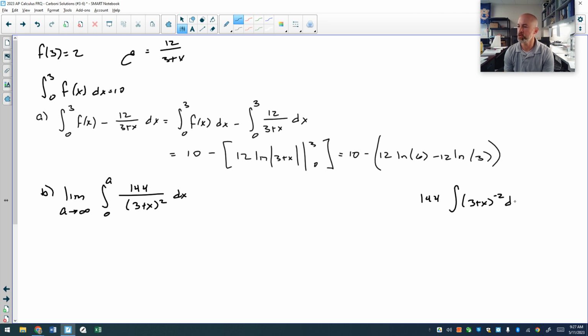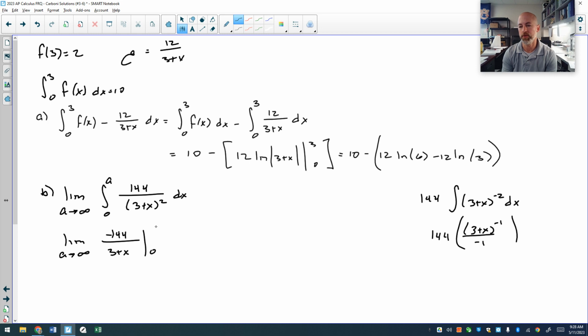Technically, this falls in the u-sub category, but the inside derivative is just 1. And since the inside derivative is 1, I can just power rule that. That's going to be 3 plus x to the negative 1 over negative 1. Don't forget there's a 144 out there, which means back to my original problem, which I have not evaluated the limit. So I'm going to continue to write limit as a goes to infinity. That will be negative 144 over 3 plus x. Evaluated from 0 to a would be the limit as a goes to infinity of negative 144 over 3 plus a minus negative 144 over 3 plus 0.